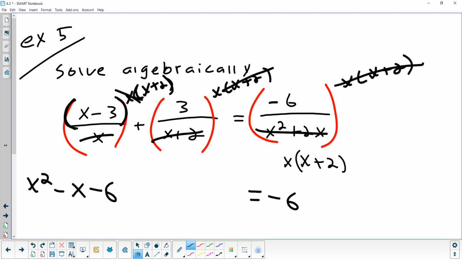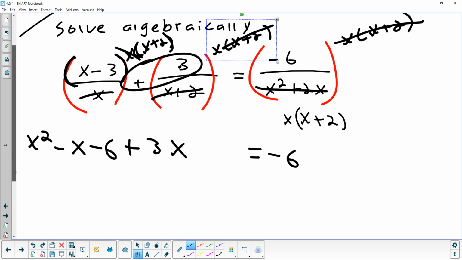Now, again, being careful, what are you distributing to the x in that second fraction? Yeah? The positive and the 3. Again, you might say, well, what's the point of the positive? Well, if it was a negative, it needs to go with it. So positive 3 times x. And then that equals negative 6.